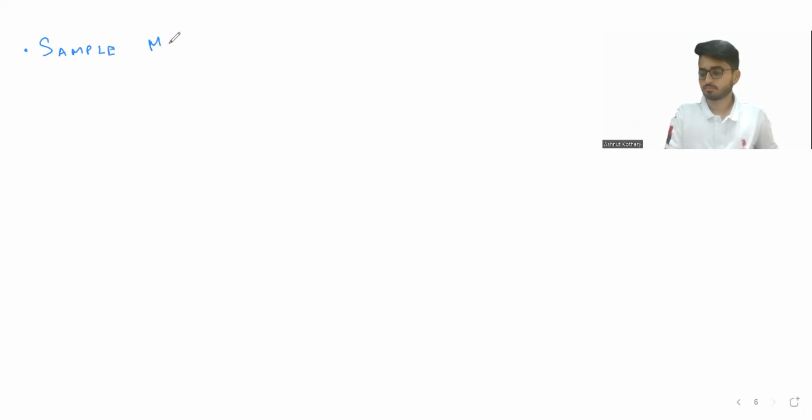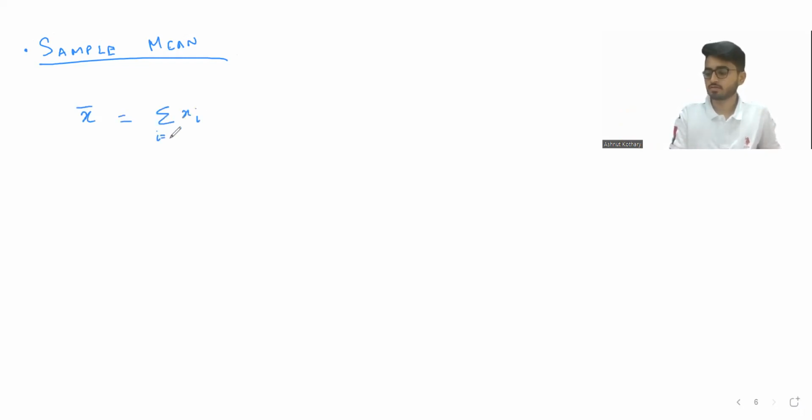So again, just to give an idea, what we're trying to do is come up with a single quantity which can be used as a proxy for the entire data set. The first is the sample mean. The way we denote it is x bar, and this is summation of xi, where i runs from 1 to n, divided by n.